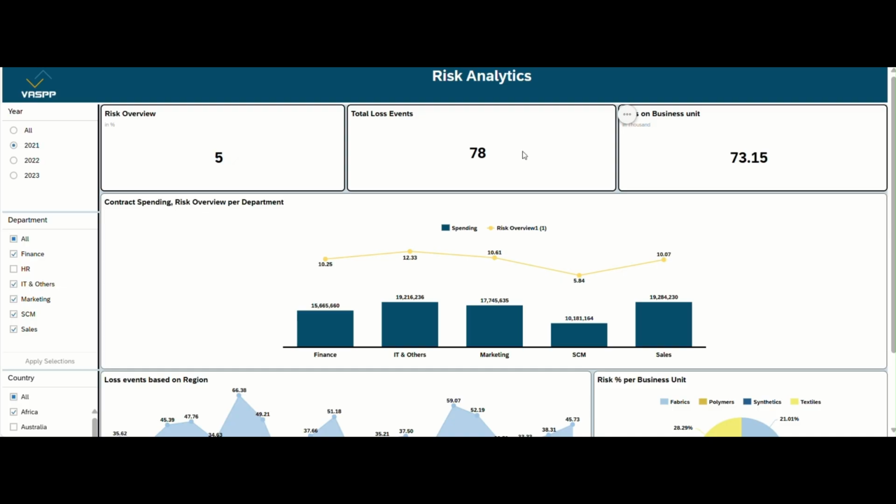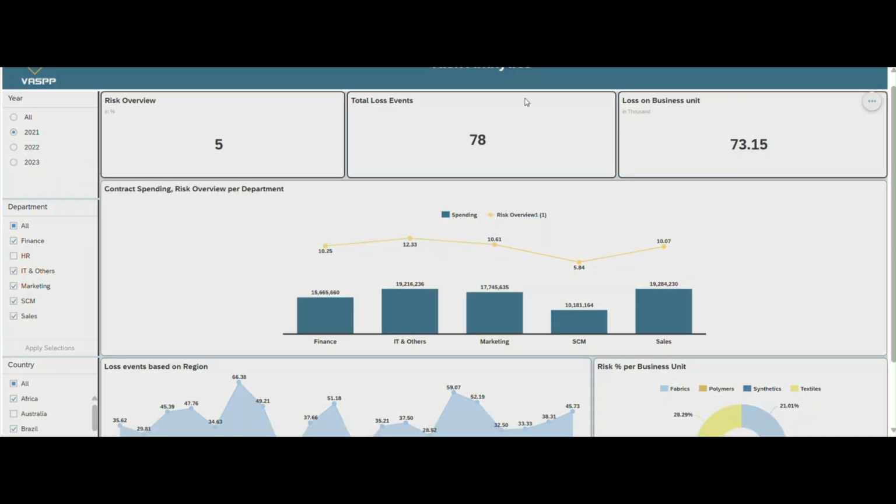Then there's loss on business unit, which quantifies the financial impact of these incidents in clear dollar terms. This is especially valuable for leadership and finance teams. It answers the question, what is risk costing us? It allows you to link risk directly to financial performance, make better budgeting decisions, and determine whether risk transfer options like insurance are worth the investment.